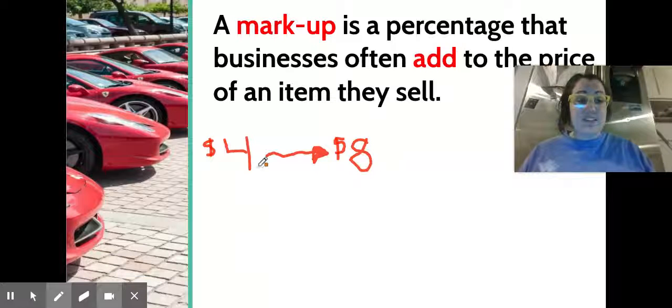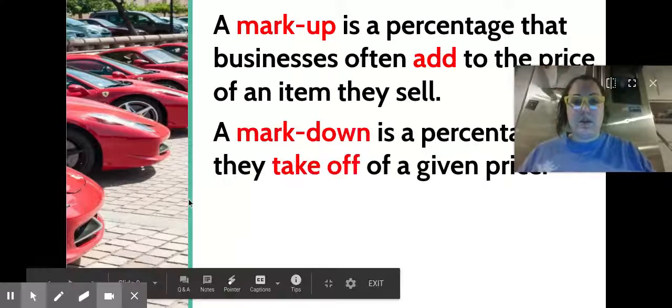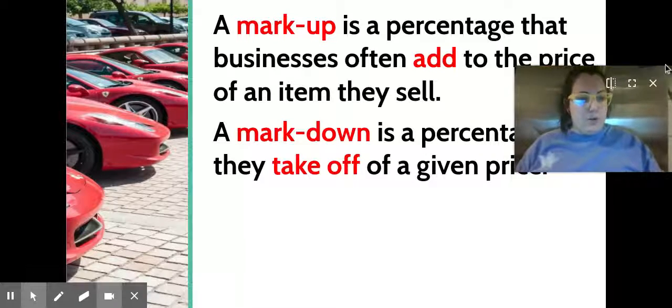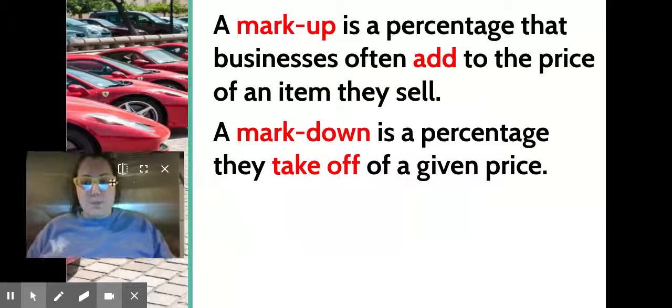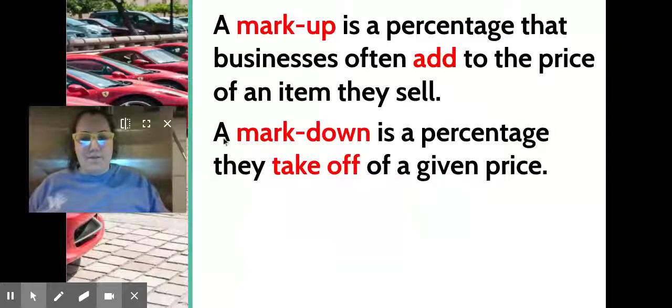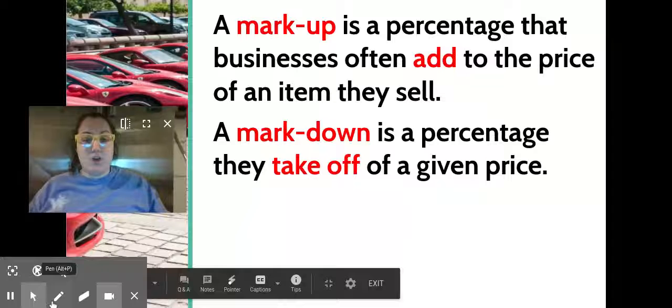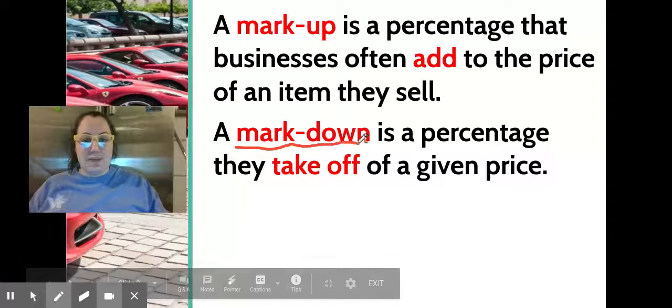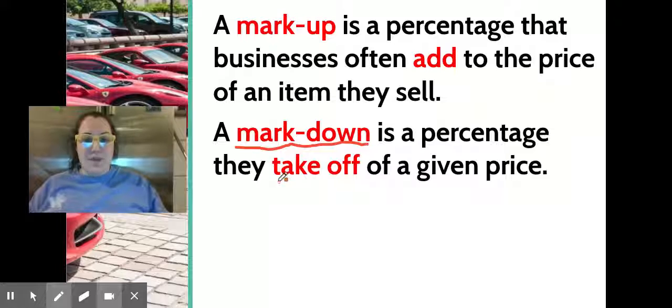In this case, this would be a 100% markup, because 100% of $4 is $4. So $4 more is going to be 100% more. On the other hand, you have one that you probably are a little bit more aware of, the idea of a markdown. It's also called a discount. A discount, markdown, those are all the same thing. So markdown, they're taking off of a given price.